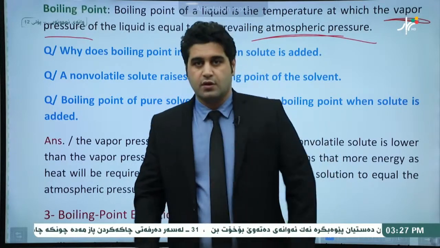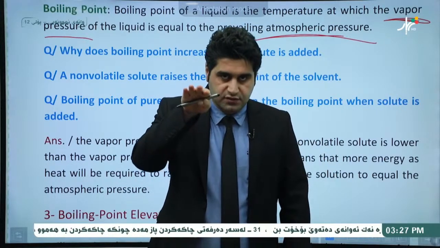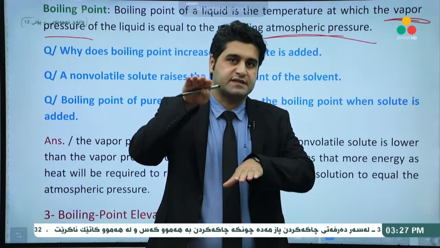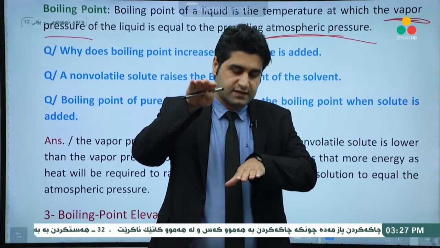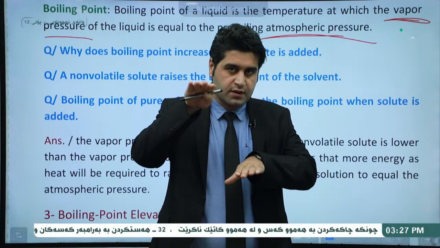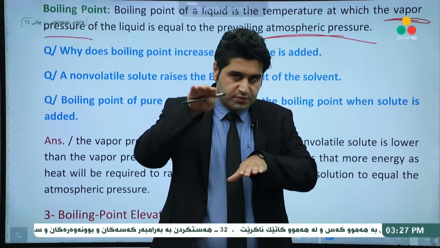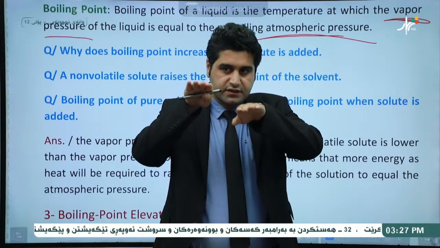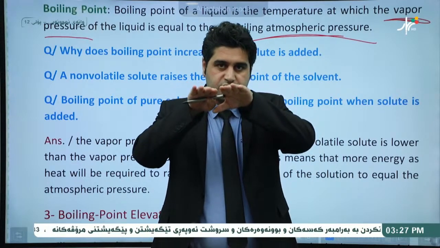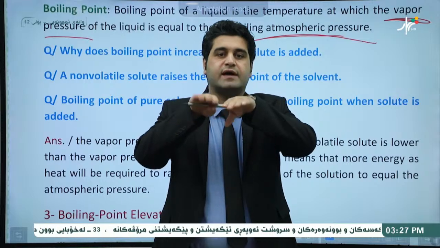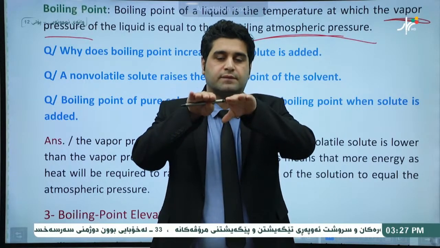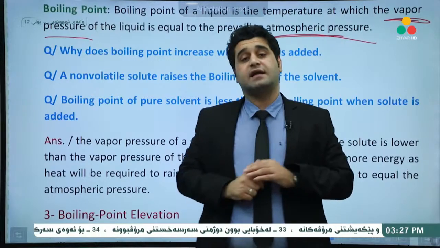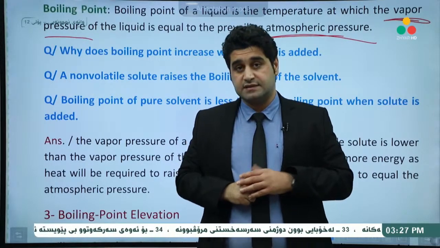Well, I'll repeat to you. We have atmospheric pressure and we have vapor pressure. We should increase the temperature and the solution begins to vaporize, to become vapor. Immediately the vapor pressure will increase until it reaches the atmospheric pressure. At that point, the solution begins to boil. So the equilibrium between vapor pressure and atmospheric pressure is the boiling point.